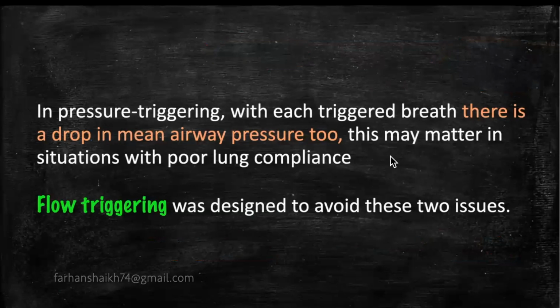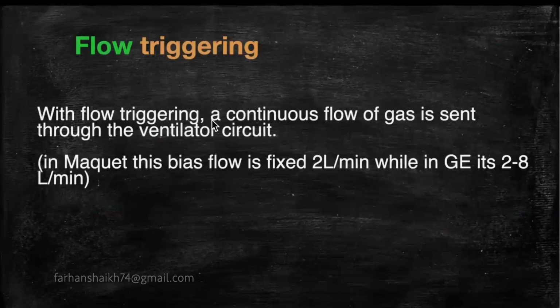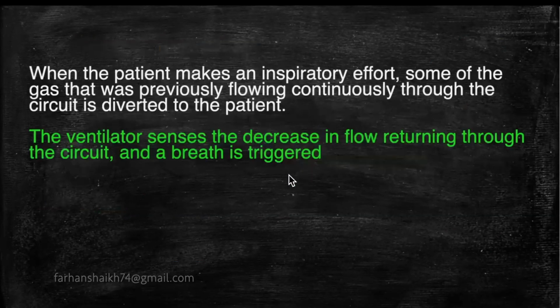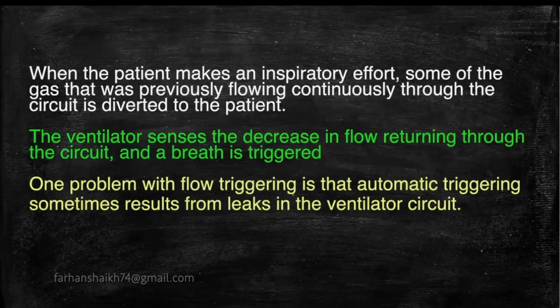The first issue, which we discussed, is that the patient has to generate negative airway pressure to trigger the next breath, and the second is the drop in the mean airway pressure. So in flow triggering, there is a continuous flow of gas sent through the ventilator circuit. In Mackay, this bias flow is usually around 2 liters, while in GE it is around 2 to 8 liters per minute. When the patient makes an inspiratory effort, some of the gas that was previously flowing continuously through the circuit is diverted towards the patient. The ventilator will sense this as a flow trigger and trigger the next breath.